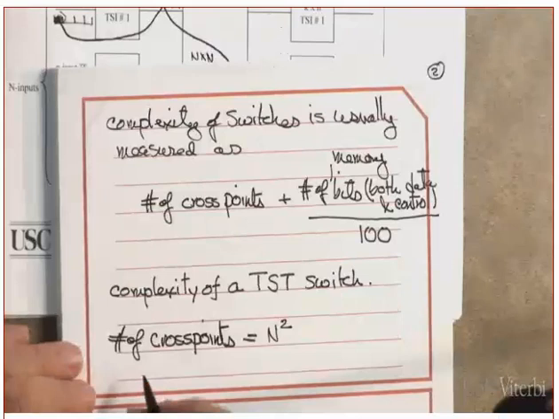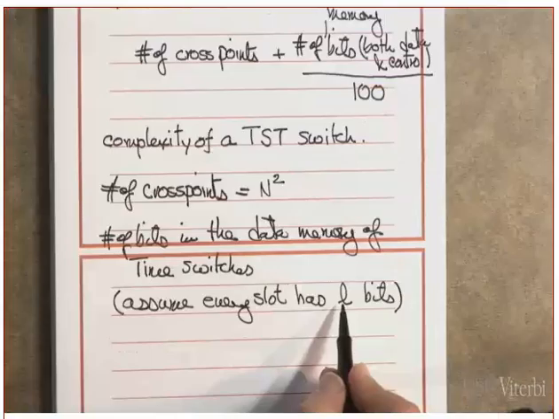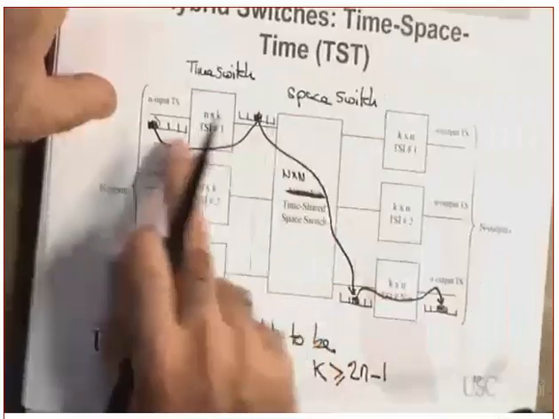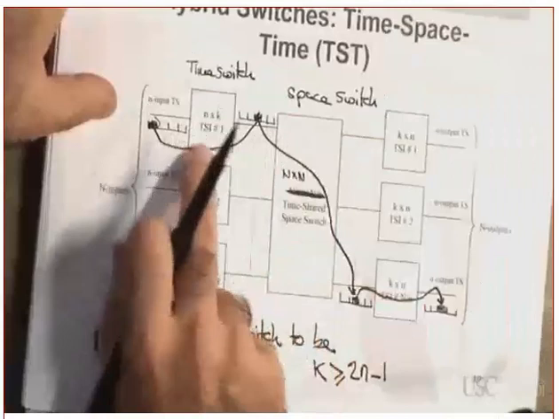How many bits do I need to address? Log what? N. This is log n. Yes or no? Time slots in here, there are K time slots. So this is the K. Yes or no? Okay. How many T stages do I have? 2. So there's 2. Did you get this or not? Okay. Bits.